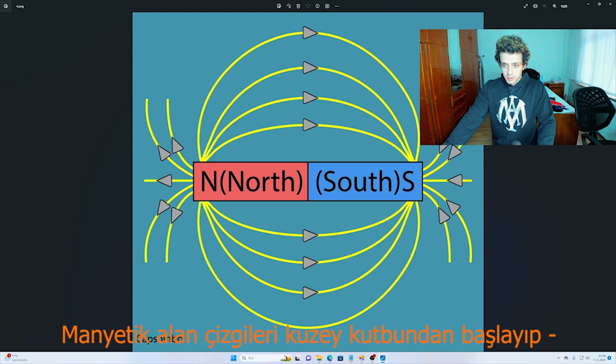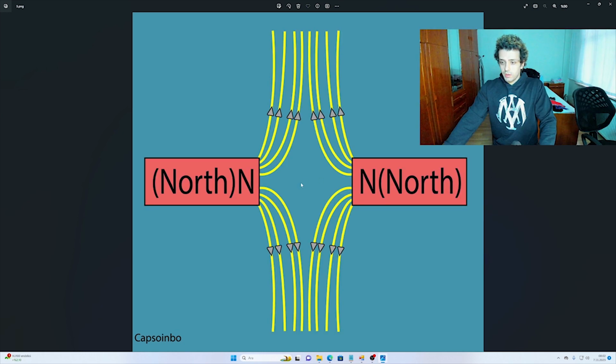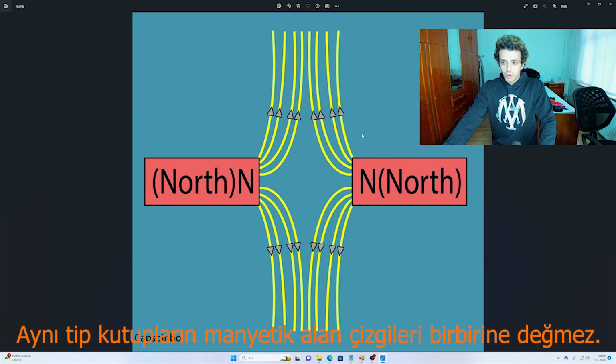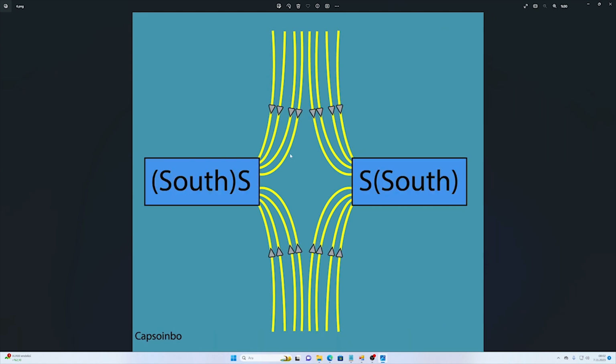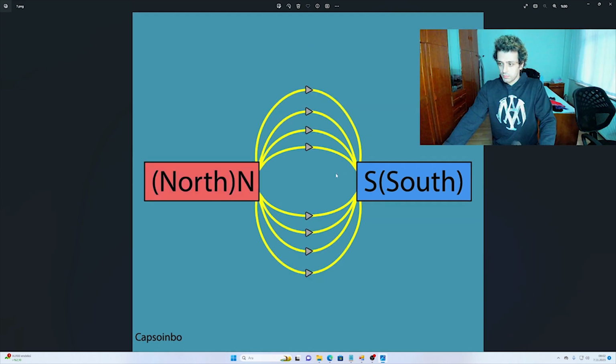Magnetic field lines start from the North Pole and end at the South Pole. Magnetic field lines of the same type of poles don't touch each other. This is also the same type of pole. Different types of poles attract each other.